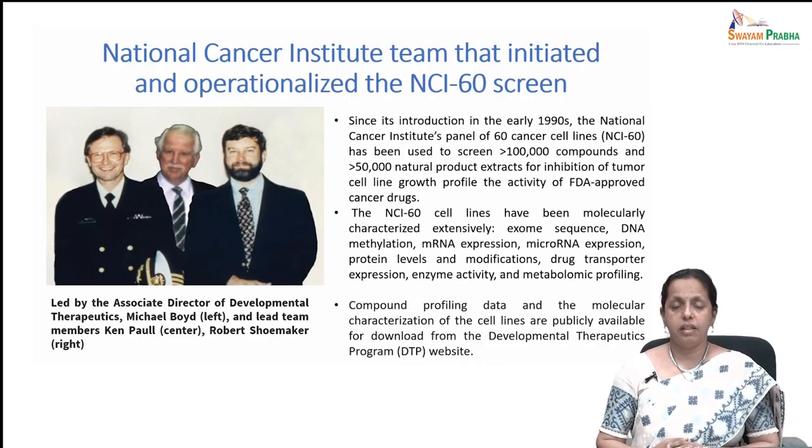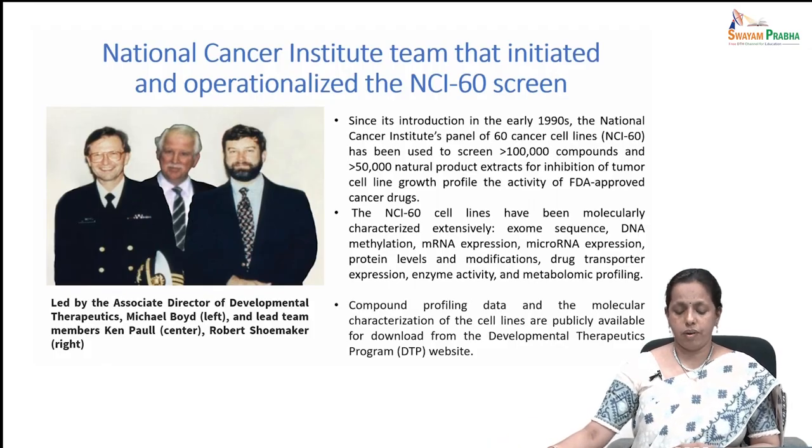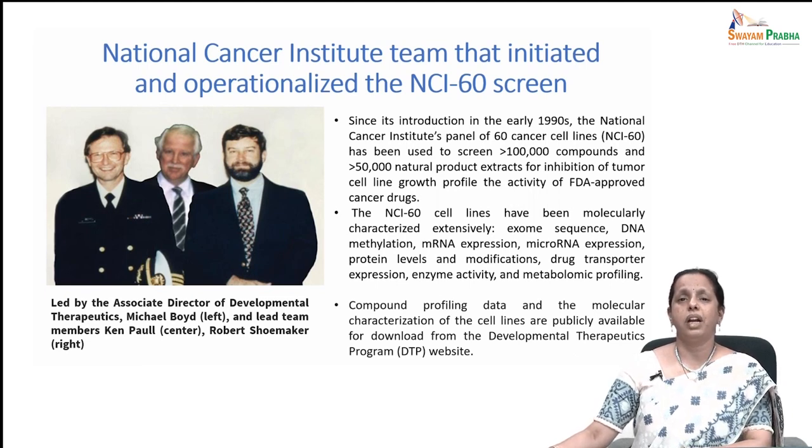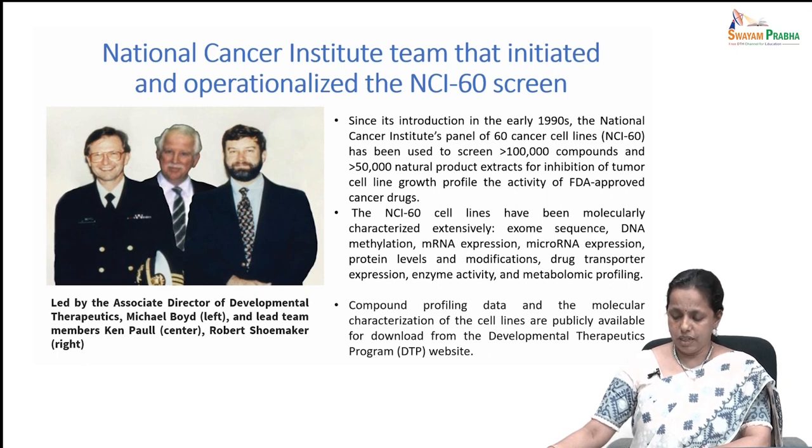The compound profiling data and the molecular characterization of the cell lines are all publicly available and can be downloaded from the data website. This has served the global cancer community for more than 20 years, and it has been operational since the 1990s, serving the discovery of anti-cancer drugs. It utilizes 60 different human tumor cell lines, representing leukemia, melanoma, lung, colon, brain, breast, and kidney cancers. This screen is unique in the complexity of its 60 cell lines.